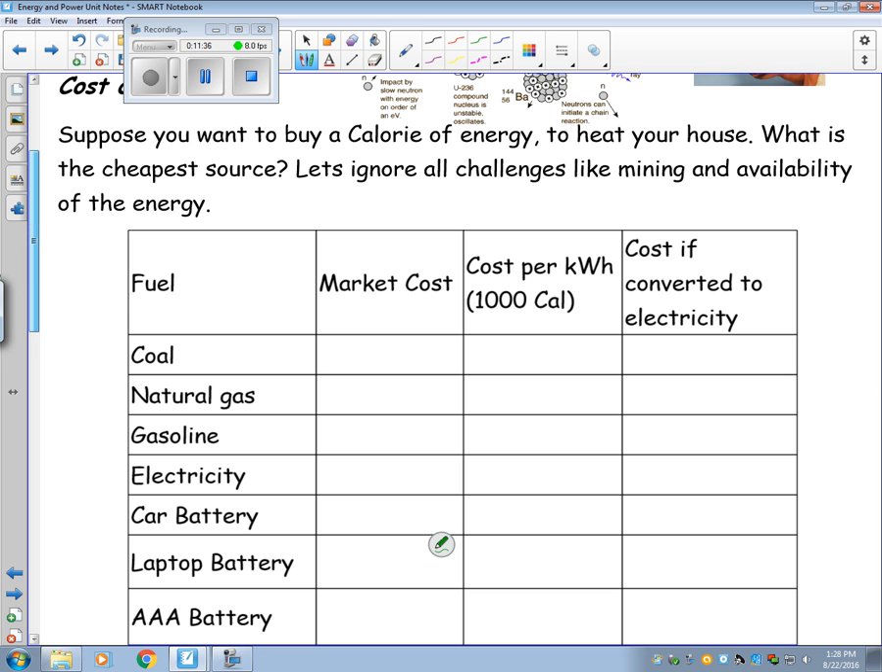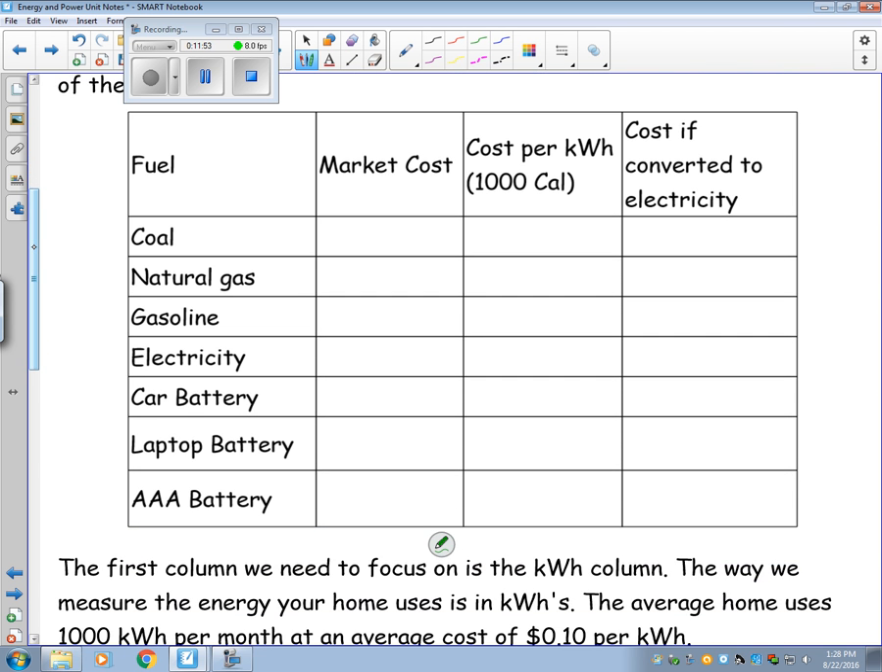Suppose I wish to buy a calorie of energy, let's say to heat my house or to eat. What is the cheapest source? If we ignore mining and the availability of it, let's say we have an infinite amount of stuff, and let's say it doesn't cost anything to mine, which we know is not true, we can take a look at some things here. Here are some common sources of energy: coal, natural gas, gasoline, electricity, a car battery, a laptop, and a AAA.